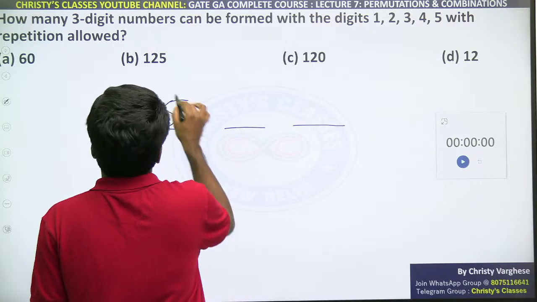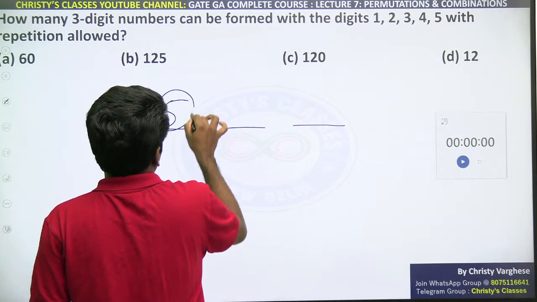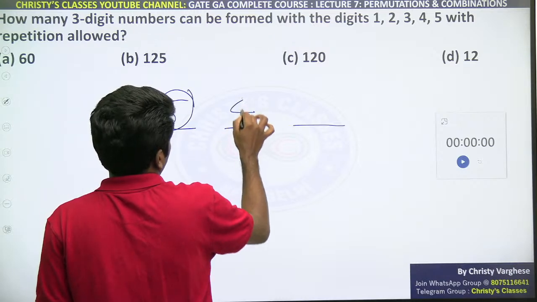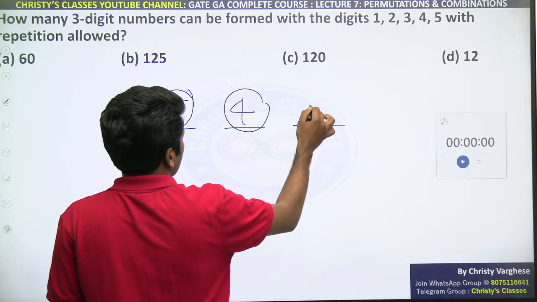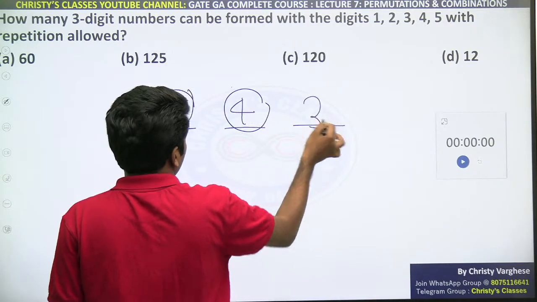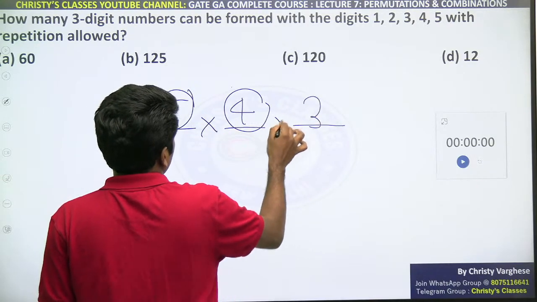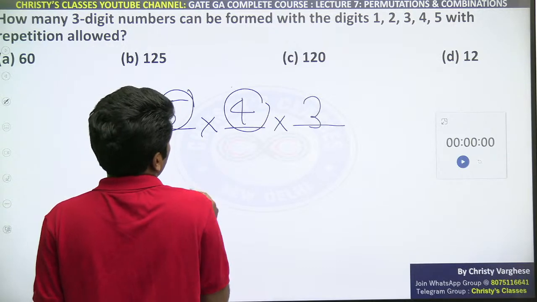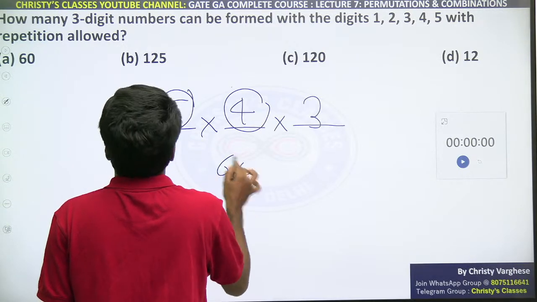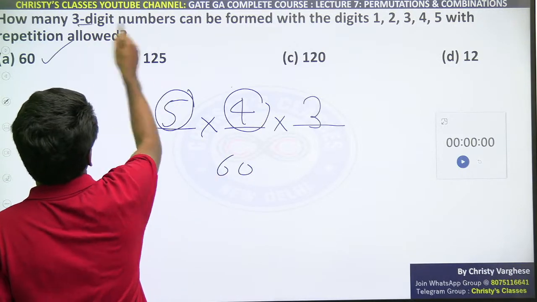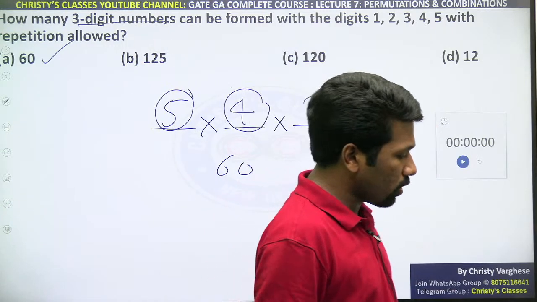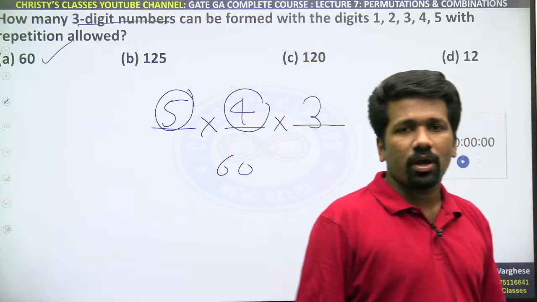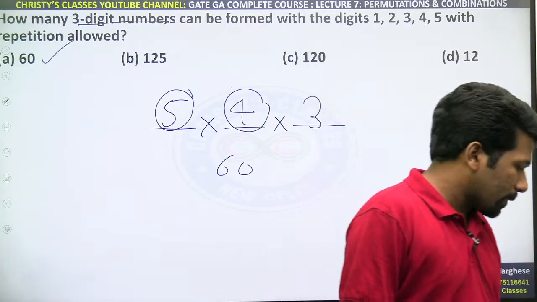Second position, repetition is not allowed. The digit that you used here cannot be used here. So 4 ways only. Similarly, these 2 digits are fixed and cannot be changed, so this can be filled in 3 ways. So using the fundamental principle of counting, these three can be filled together in 5 into 4 into 3, that is 60 ways. All of you understood 60, how? A 3-digit number was asked. If it were a 4-digit number, it would be 5 into 4 into 3 into 2. For a 5-digit number, it would be 5 factorial.